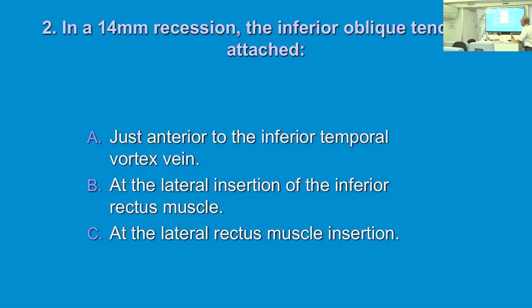So, watch the operation we did. We did two 14 millimeter recessions of the inferior oblique muscle in the last case, and we placed them just anterior to the inferior temporal vortex vein, which is A, would be the answer there.